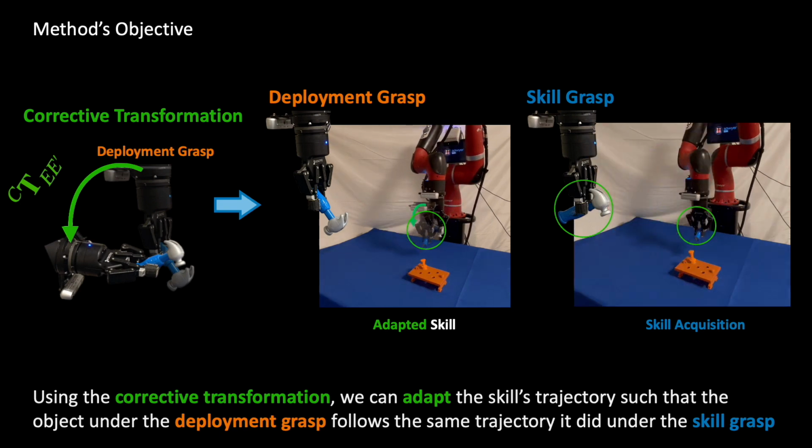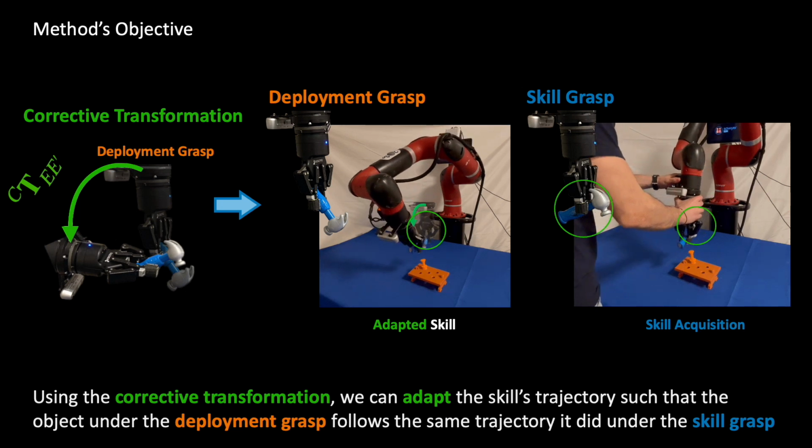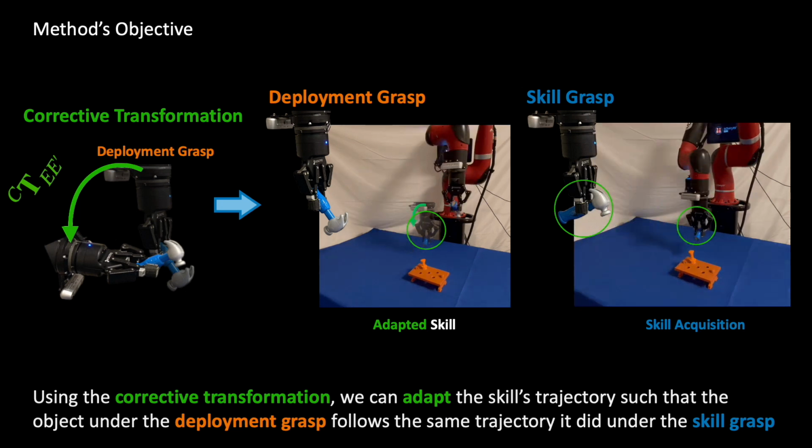The video on the left here shows the trajectory followed by the hammer under the novel deployment grasp after transforming the trajectory with a corrective transformation. As shown, it matches the trajectory demonstrated by the human when the hammer was grasped at the skill grasp, as shown on the video to the right.